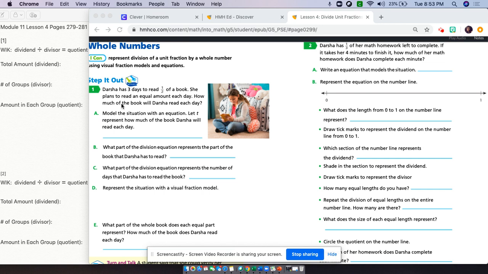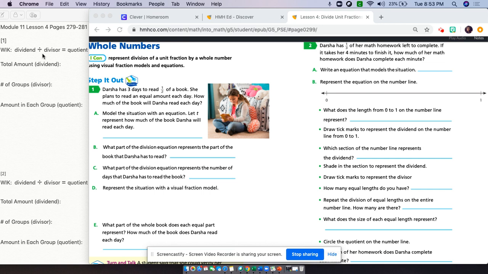Okay, so we're going to start with number 1 on page 279 on the Step It Out. It says Darsha has 3 days to read half of a book. She plans to read an equal amount each day. How much of the book will Darsha read each day?